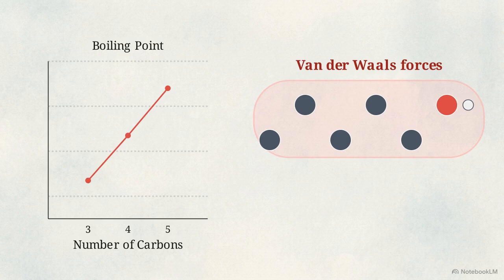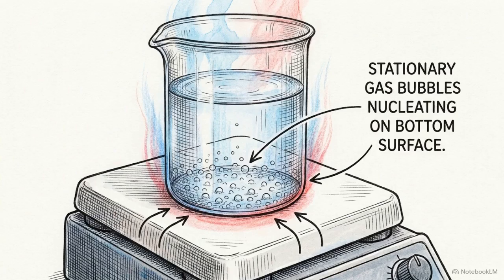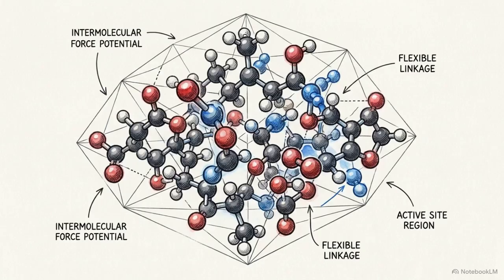But look what happens when we rearrange those atoms into branches. Increased branching causes the molecule to become more compact and spherical. This decreases the available surface area, reducing the intermolecular forces and dropping the boiling point. A molecule's macro-level physical traits, including its exact boiling point and its ability to dissolve in water, are directly controlled by its micro-level geometry and its capacity for hydrogen bonding.